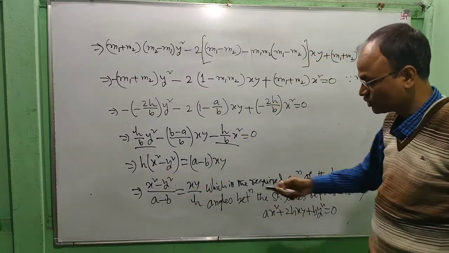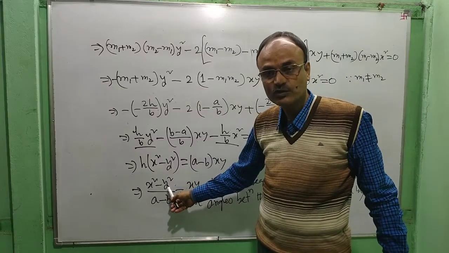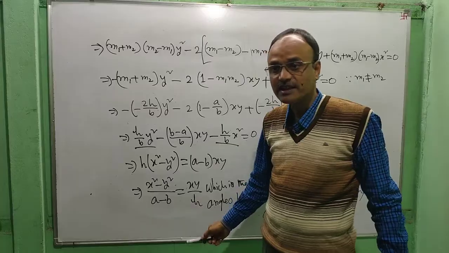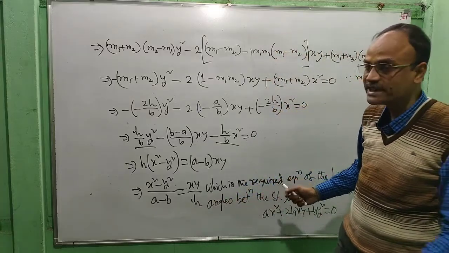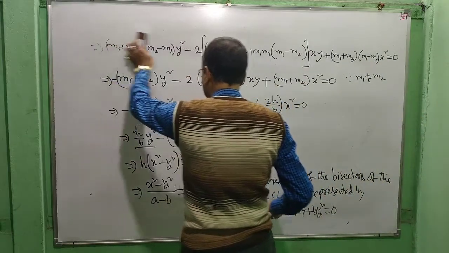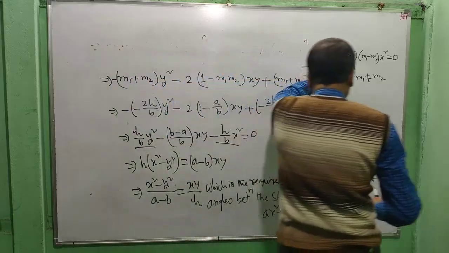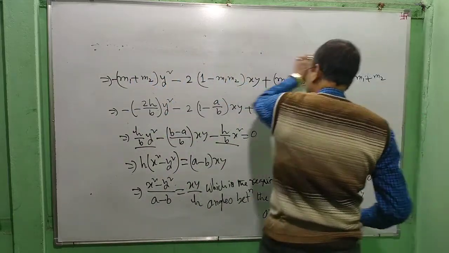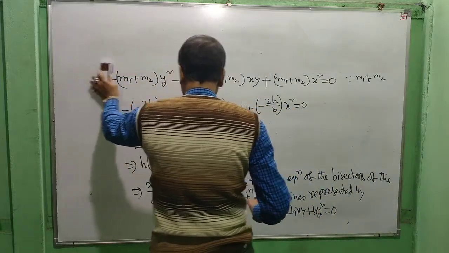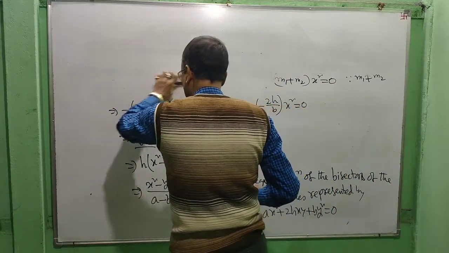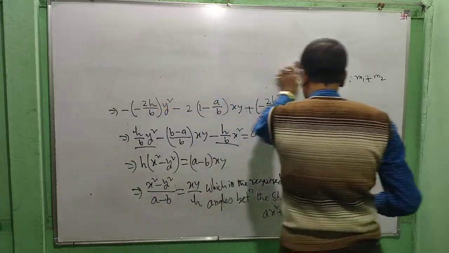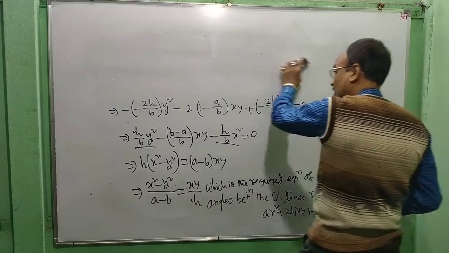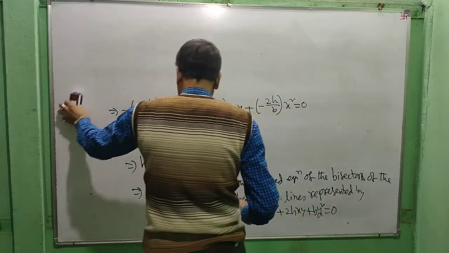This is the required equation of the bisectors: (x square minus y square) divided by (a minus b) is equal to xy by h. This is the required equation of the bisectors of the angles between the straight lines represented by the general equation of second degree, ax square plus twice hxy plus by square plus twice gx plus twice fy plus c equal to 0. This is the homogeneous equation of second degree.